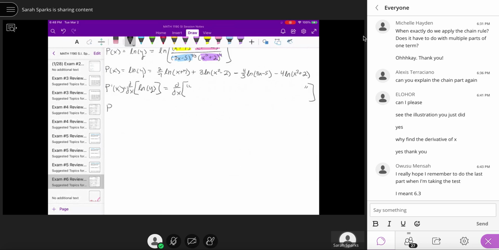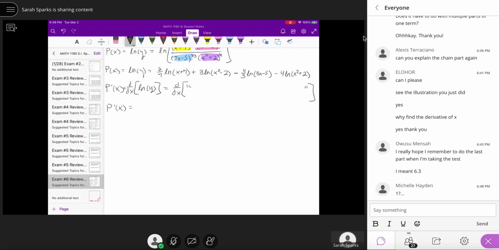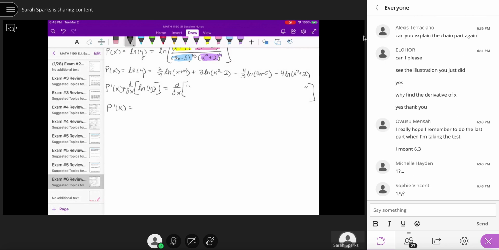So p prime of x, the derivative of natural log of y is going to be what? Remember, we're taking the derivative of a y value instead of an x, so there's something more we have to add to it. But if we just treat it like an x, what would it be? Yeah, exactly, Sophie. It's going to be 1 over y. Just like the natural log of x, the derivative of that is 1 over x. Derivative of natural log of y is going to be 1 over y.